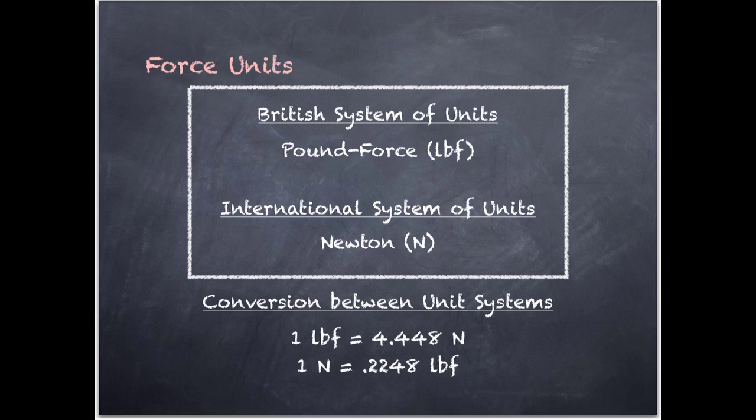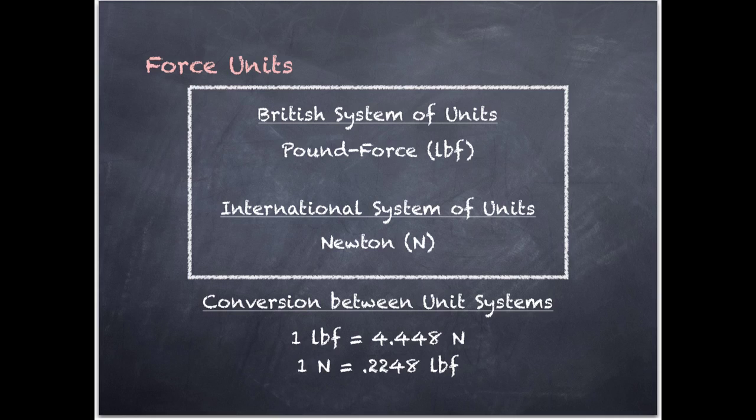Force units. There are 2 different systems that are used. One is the British system, which uses pound force, abbreviated lbf: lb, pound, f, force. Then there's the international system of units, which uses newtons. So how are those 2 things related to each other, newtons and pound force? 1 pound force is 4.448 newtons, which means that 1 newton is equal to 0.2248 pound force.